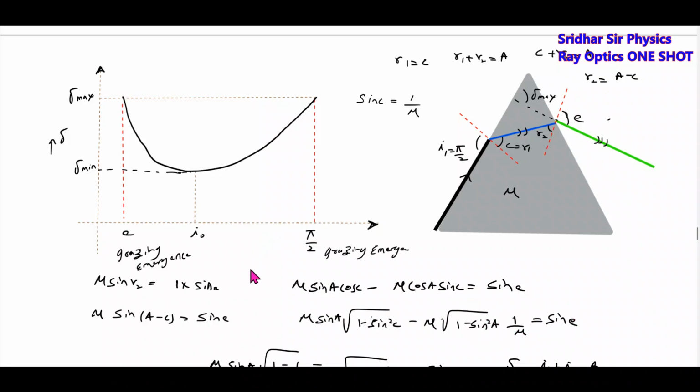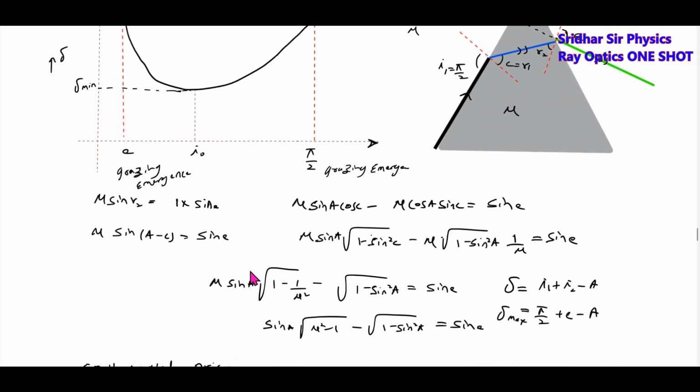Solving this, we'll get the expression for E: sine E equals sine A times root of (mu square minus 1) minus cos A. This is the expression for the E value. So E will be sine inverse of this one. Substitute this, we'll get the maximum deviation. So that is one basic idea of the prism.